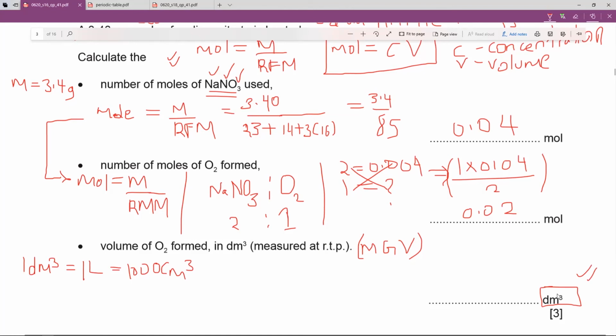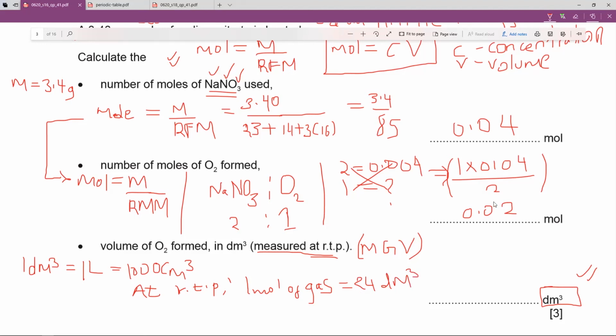Now, in brackets, there is the statement measured at RTP. This is the most important part in this section, because this we can apply in any other question which looks the same way. RTP stands for room temperature and pressure. So at room temperature and pressure, this is what happens. 1 mole of a gas gives us 24 dm cubed volume.